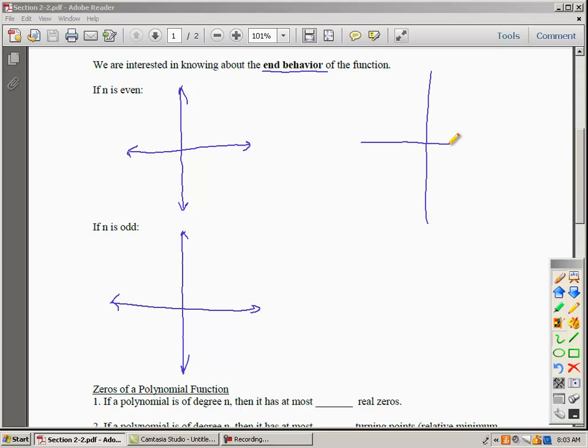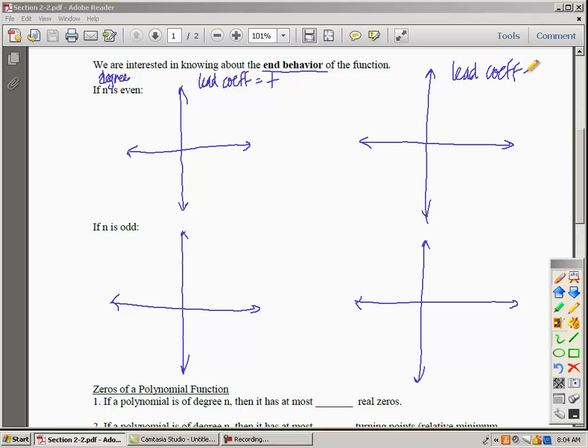And because we need to know things about the degree of a graph and also the leading coefficient, okay? And what this says, this n is talking about the degree. If the degree of a polynomial is even, so the degree is 2, 4, 6, 8, anything like that, you're going to look at two possibilities. The first one is when the leading coefficient is positive. The second one is when the leading coefficient is negative.